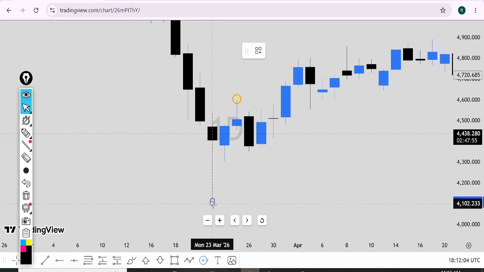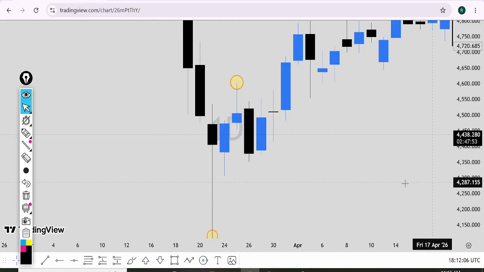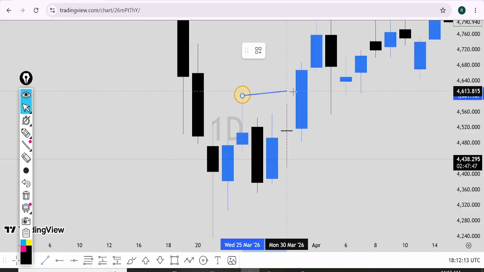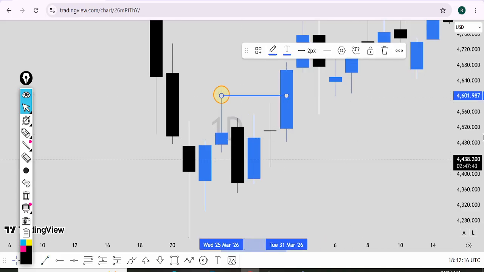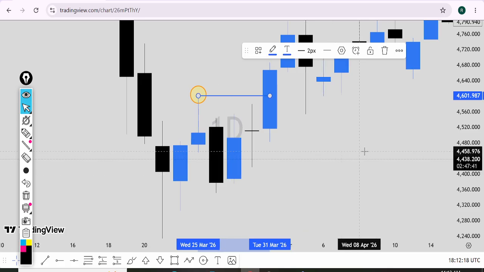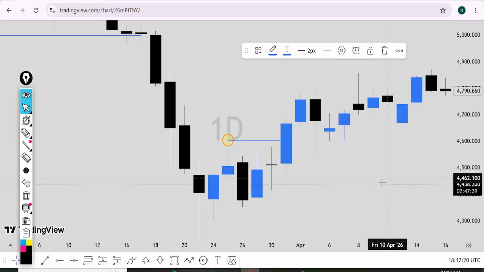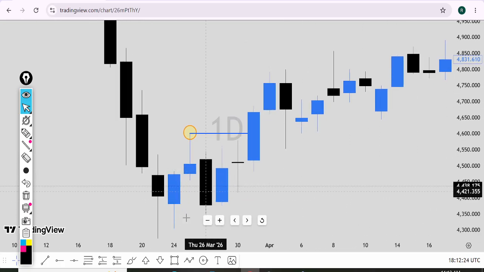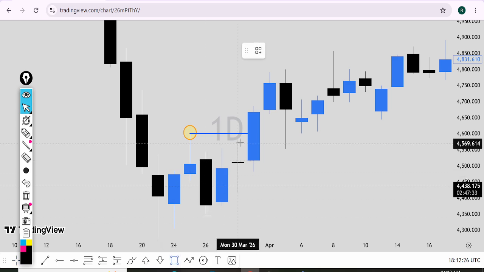And price has broken this swing high to the upside. What does it mean? It means that structure has shifted to the upside for the very first time after so many days. So the structure is to the buy side now. So what we need to do, as the structure is to the buy side, we will be looking to buy the price at what we have.